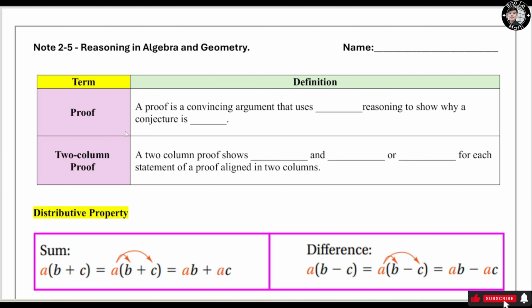Hello everyone, in this video we're going to learn how to do two-column proof. Now, a proof is a convincing argument that uses deductive reasoning to show why a conjecture is true. Two-column proof shows statements and reasons or justifications for each statement of a proof aligned in two columns.